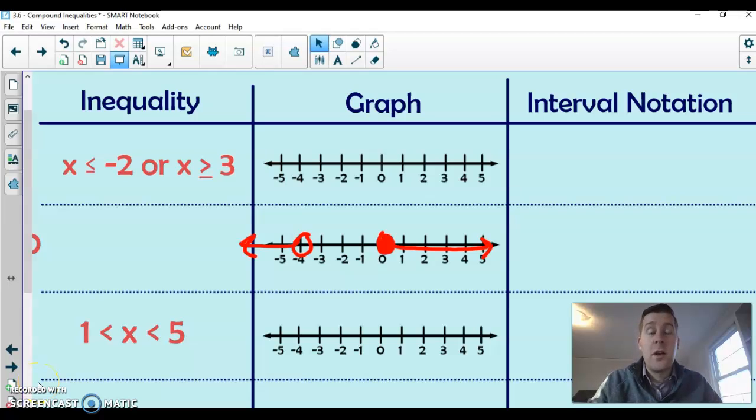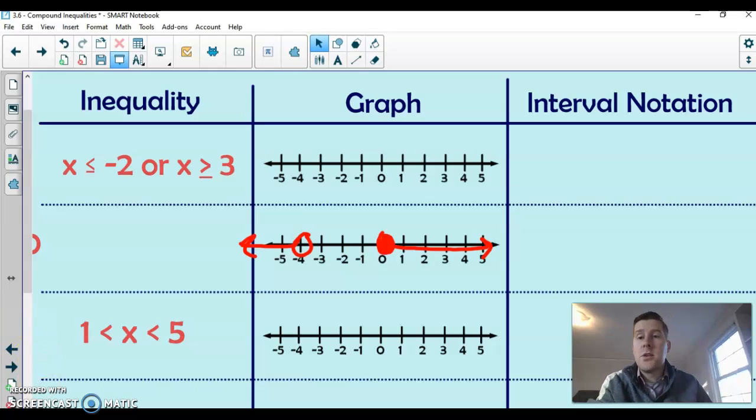In this video, we're going to go over how to write our solutions in interval notation. If you need help with either solving or compound inequalities, or if you need help with graphing, please see one of the other videos. Here we're just going to focus on how to write our solutions in interval notation.